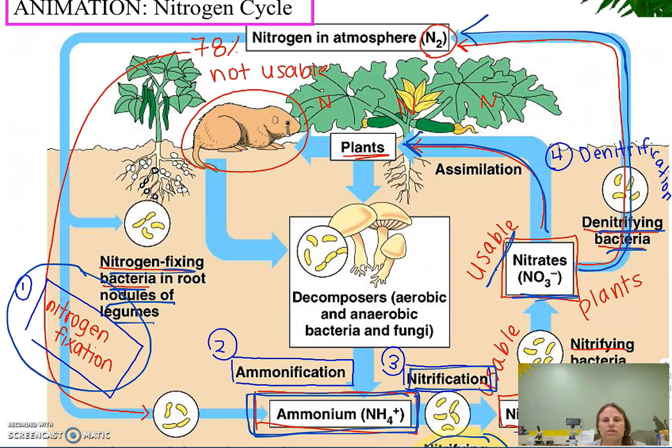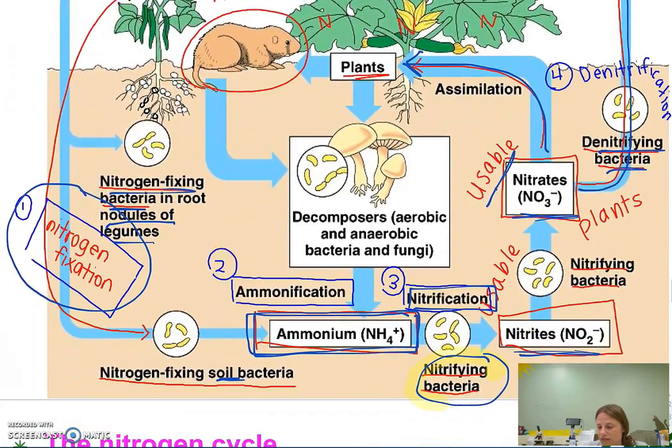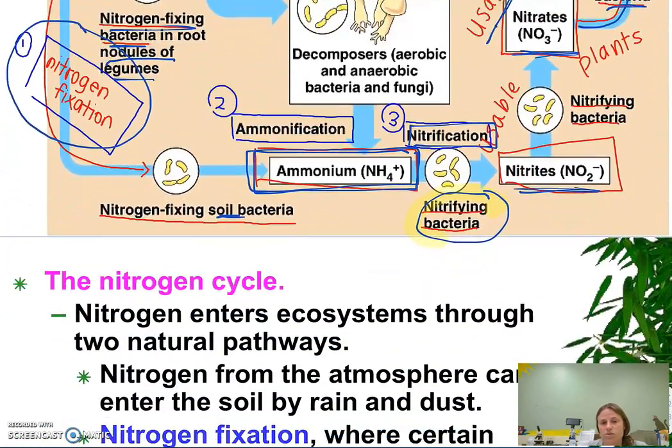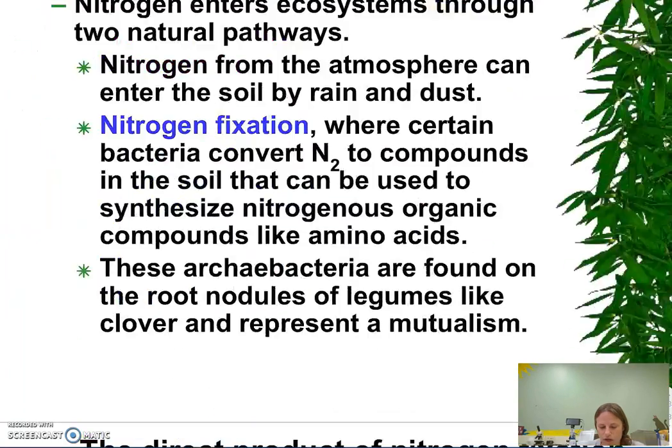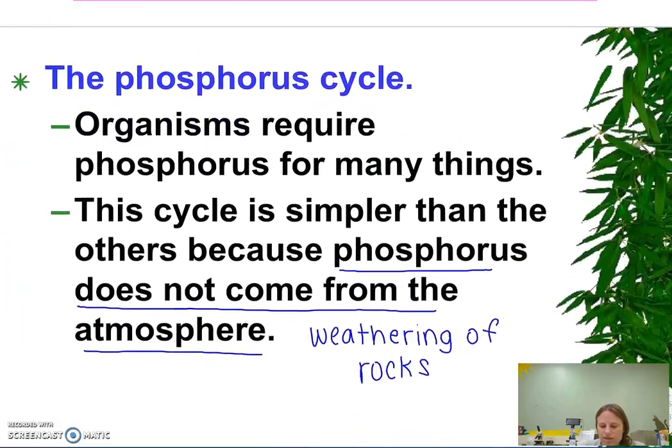Now, why is nitrogen such an important element? Because nitrogen is found in DNA, the blueprints of life, and it's also found in proteins, which enable life to occur. Now let's take a look at the phosphorus cycle.